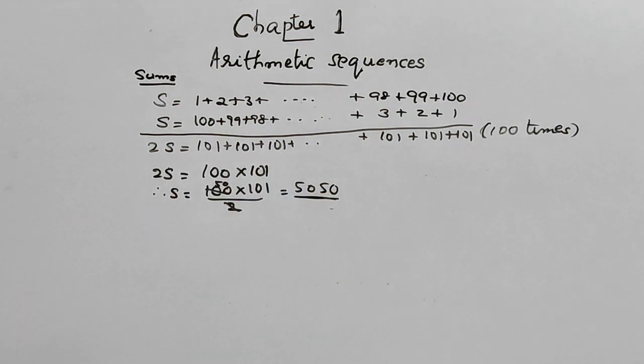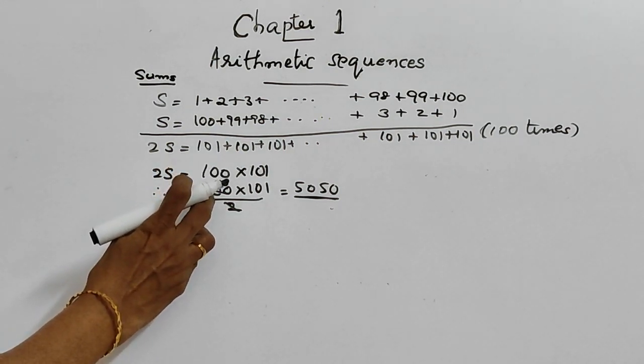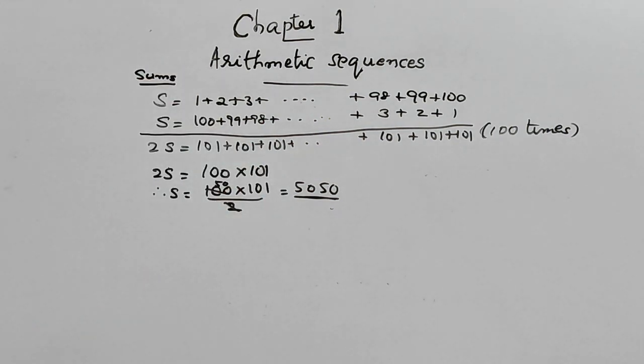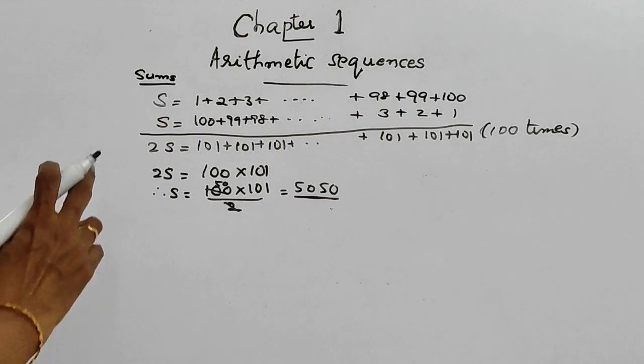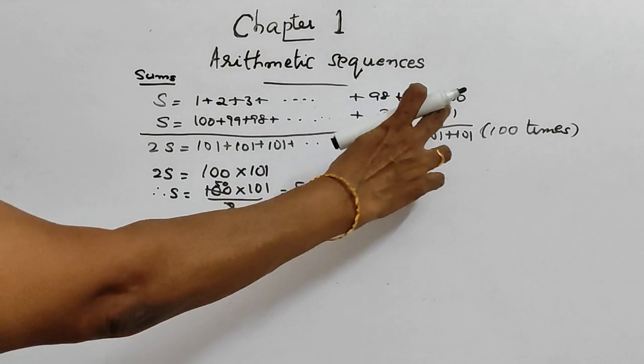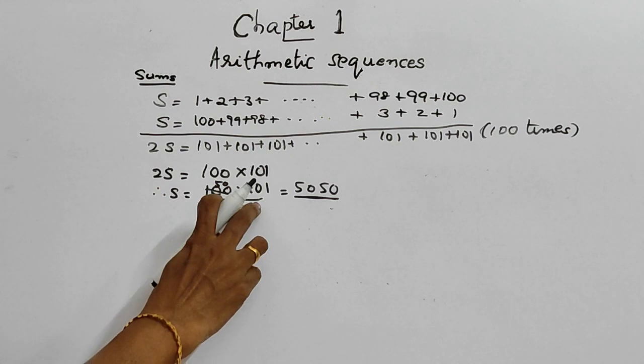So the sum of the first 100 natural numbers is 5050. See here, 100 is the total number of terms, 101 is next to 100, the next number to 100. Half of that. So, the sum of any number of consecutive natural numbers starting with 1 is half the product of the last number and the natural number next to it.